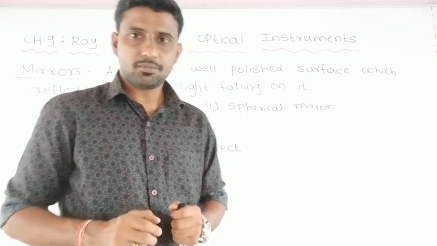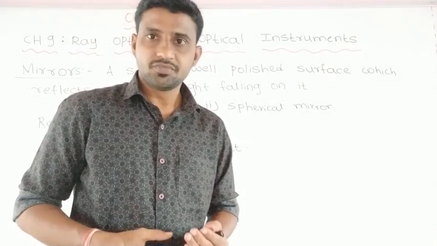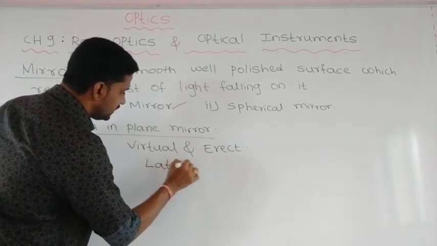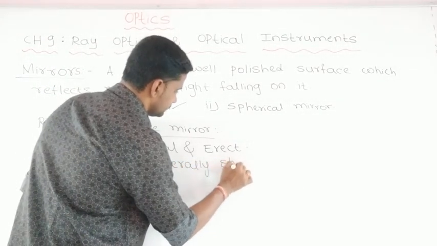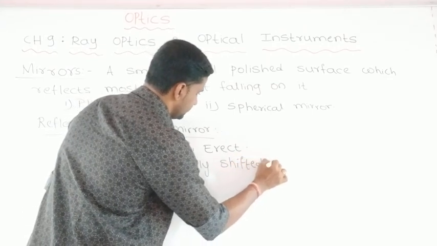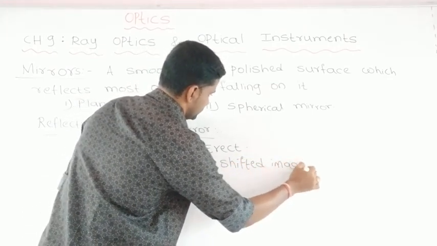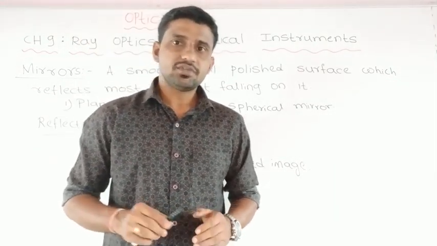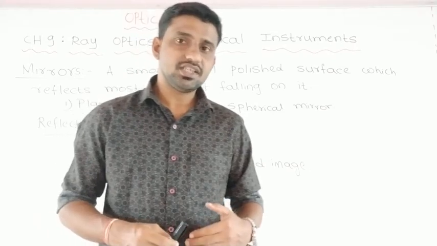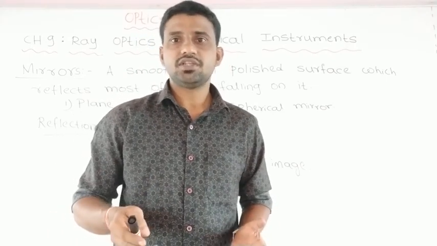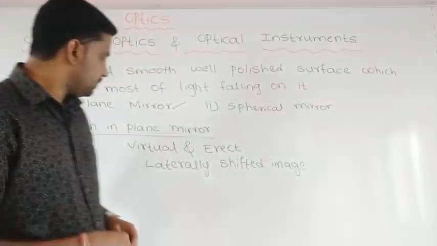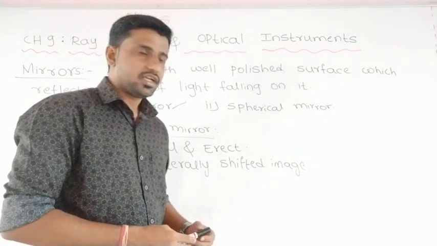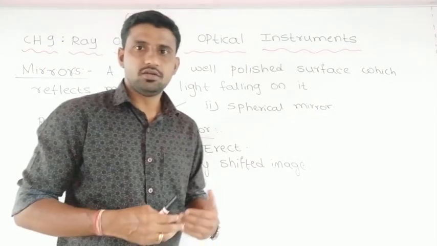Another thing you should remember is that in the case of a plane mirror, we will observe a laterally shifted image. What is a laterally shifted image? A laterally shifted image means the left side of the object is observed on the right side of the image, and the right side of the object on the left. That type of image is called a laterally shifted image. This we also observe in the case of a plane mirror.